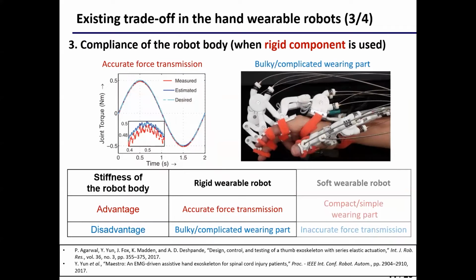The third issue is related to the compliance of the robot body. For instance, if we use a rigid component as the body of the wearable robot, it is possible to transmit the force more accurately. However, when we use a rigid component, we have to align the robot joint with the user's finger joint, meaning that we have to design some mechanism that aligns user joints and robot joints. For this reason, rigid wearable robots become bulky and complicated.